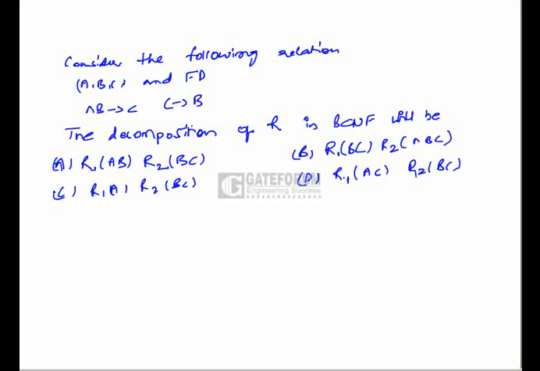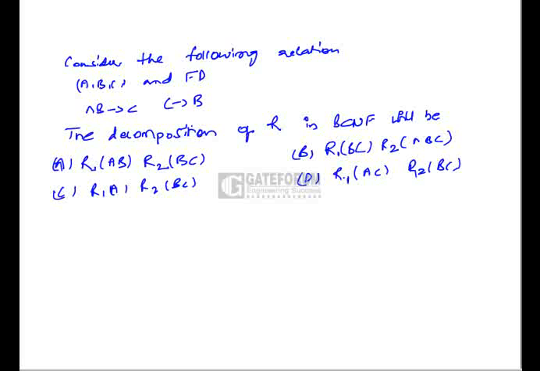A relation and its FD set are given, and we have to decompose the relation into BCNF. For the relation to be in BCNF, the LHS or determinant part of each and every FD should be either a candidate key or a super key. And for the relation to be in BCNF, the relation should be in 2NF as well as 3NF.